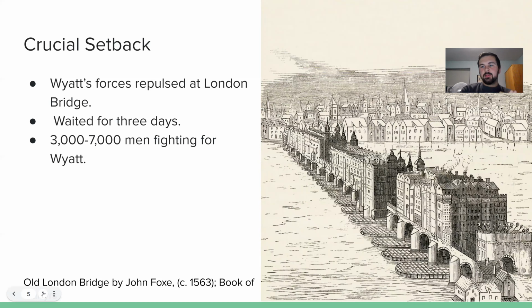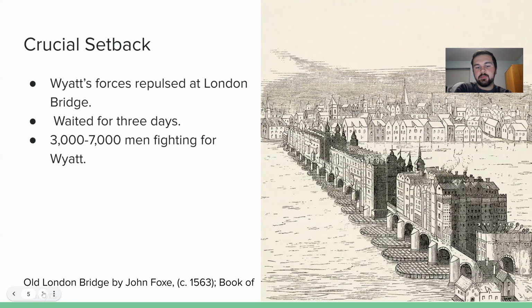Keep in mind, this rebellion was not massive. It had approximately 3,000 to 7,000 men on the side of Wyatt, give or take, because it is unclear how many had joined him on his way to London. However, in his 3 days' time, Mary was able to round up more support, amassing an army of 10,000 with subsequent cavalry of about 500 to 1,000.